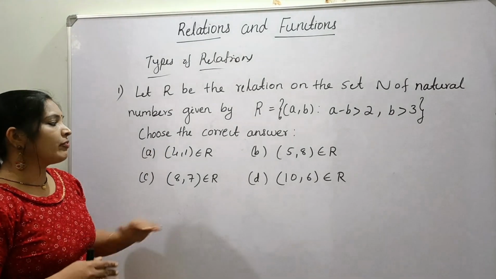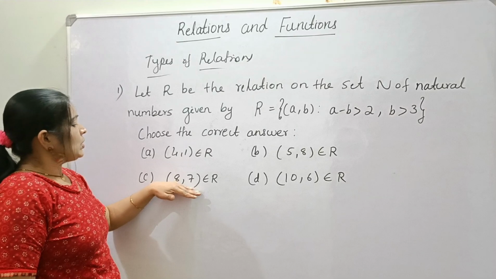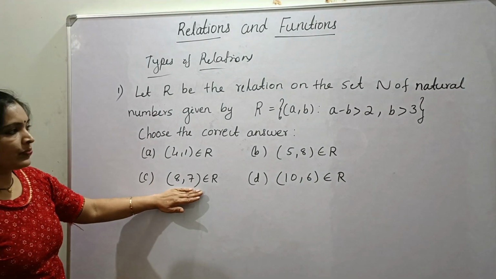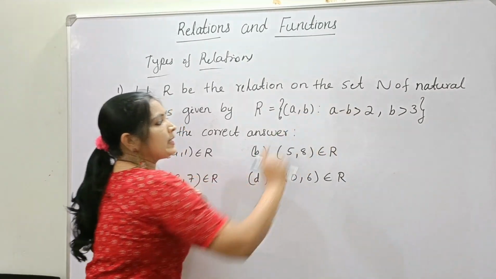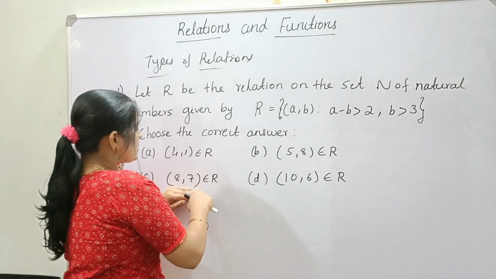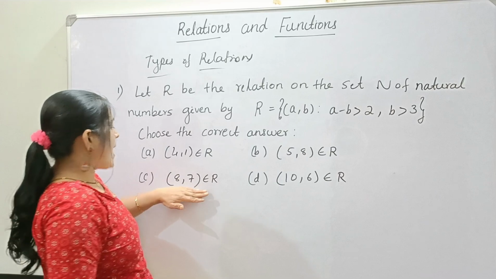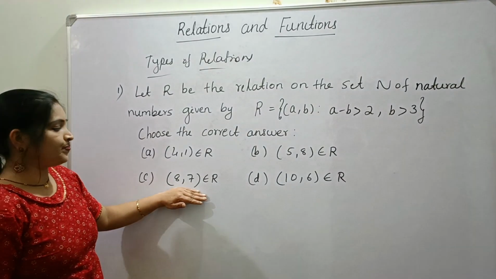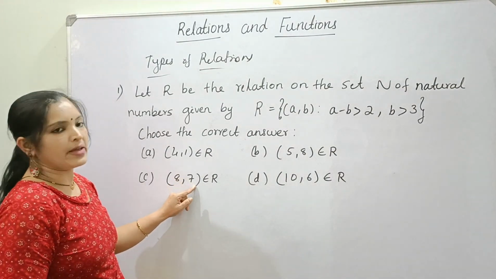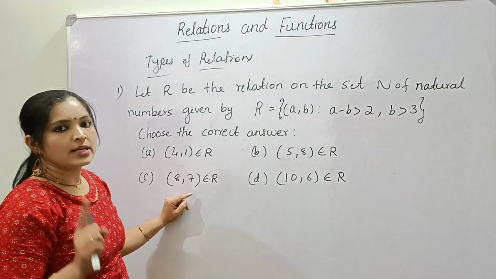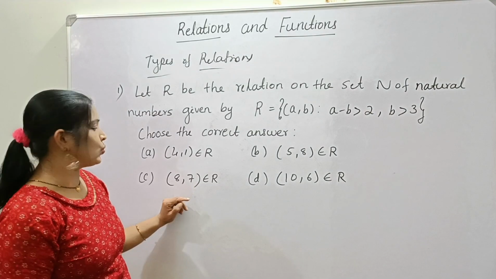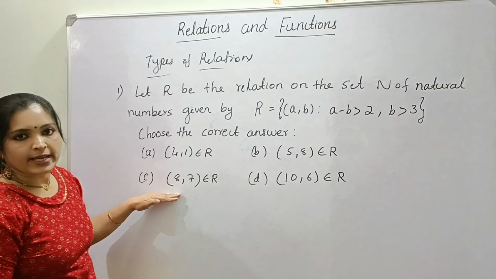Now let us check one by one among these three. Here (8, 7). A minus B greater than 2. B is greater than 3, that is okay, and A minus B greater than 2: here 8 minus 7 is 1. So 1 is not greater than 2. So it is not a correct answer.